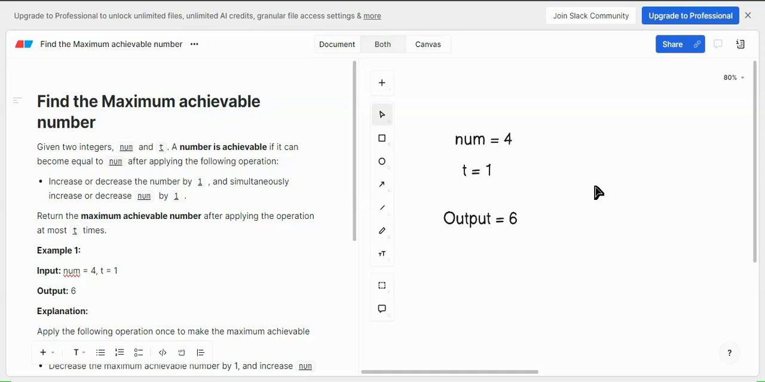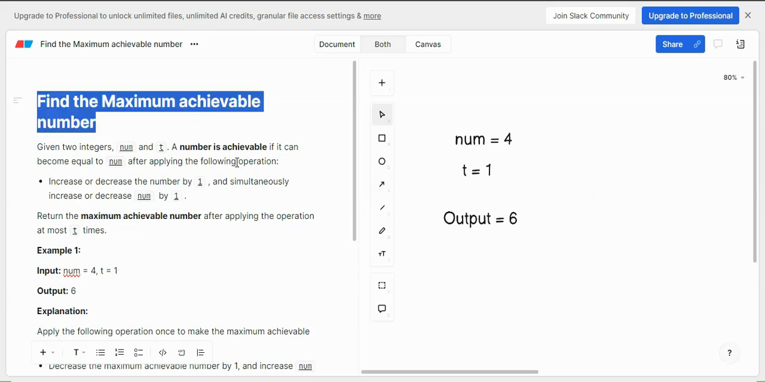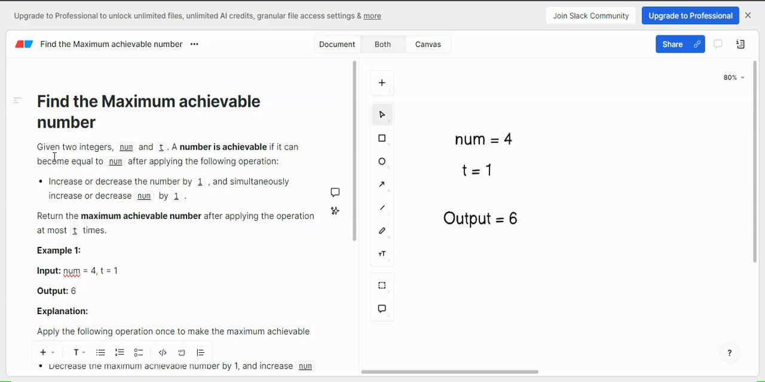Hi developers, in this video, we will be solving a problem from the LeetCode platform, and the problem is find the maximum achievable number. So the problem states we are given two integers, that is num and t. We need to find a maximum achievable number. So what does maximum achievable number mean?